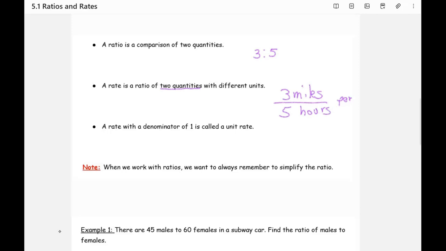Also, a rate with a denominator of 1 is called a unit rate. For example, if we have 3 miles per hour, 1 hour. Please make a note, when we work with ratios, we want to always remember to simplify the ratio.